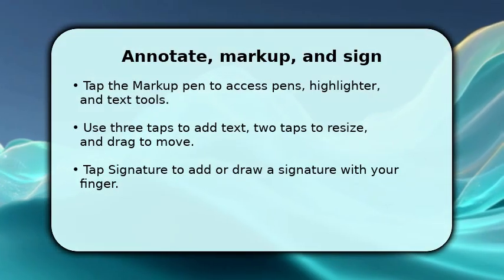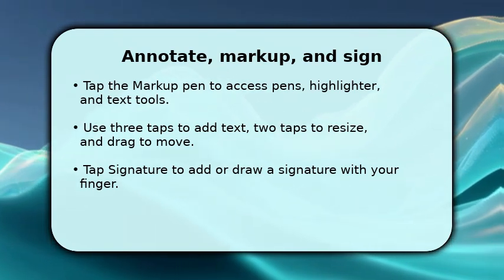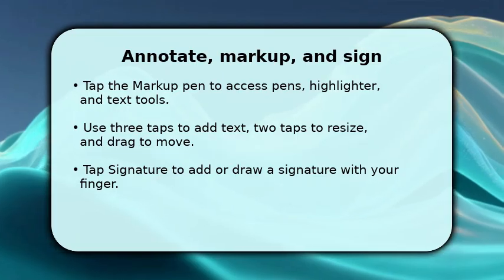Tap the markup pen icon to access pens, highlighter, and text tools for quick edits. Choose a pen tip, then draw directly with your finger or Apple Pencil for precise lines.